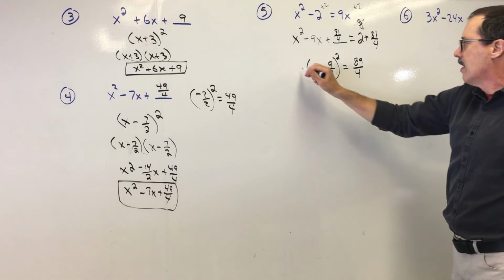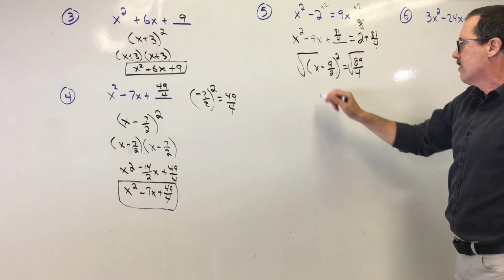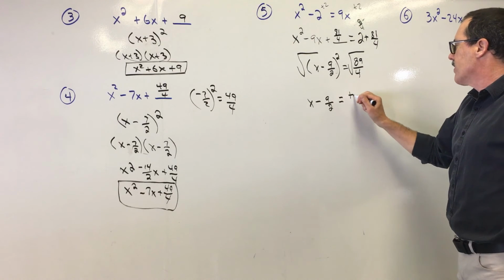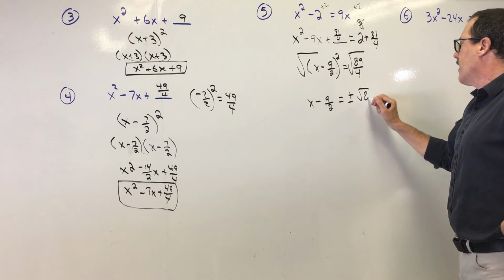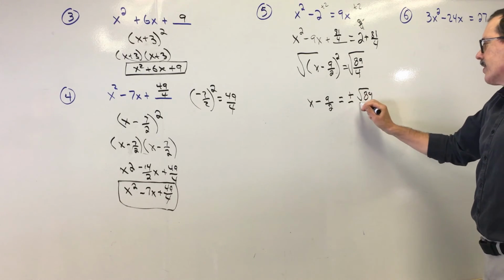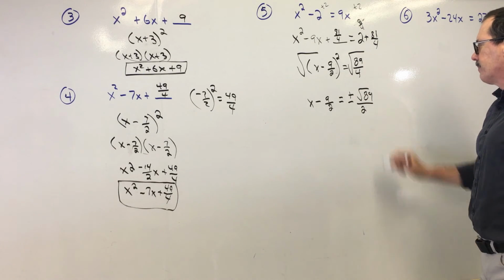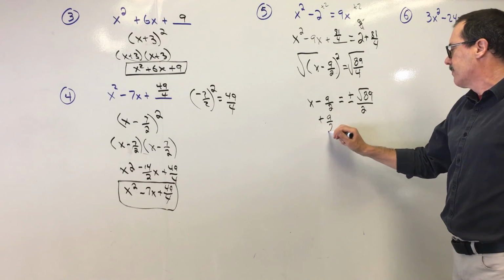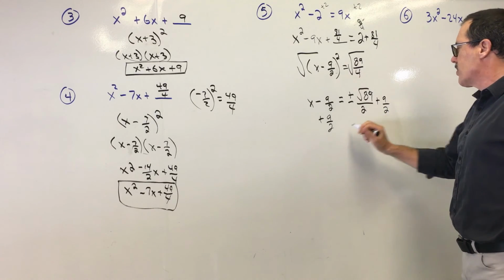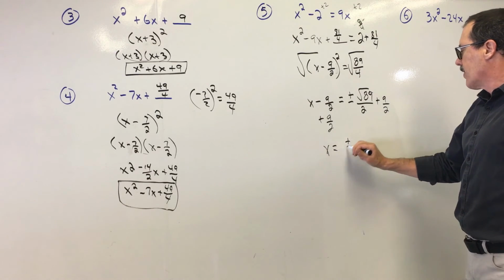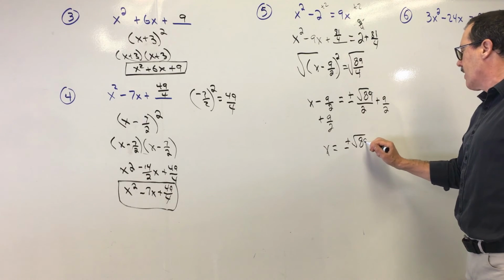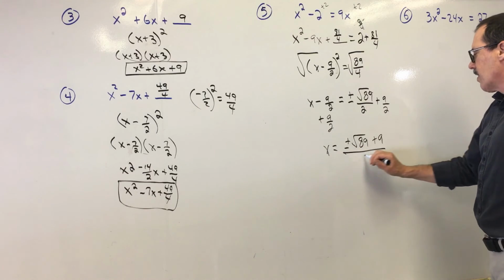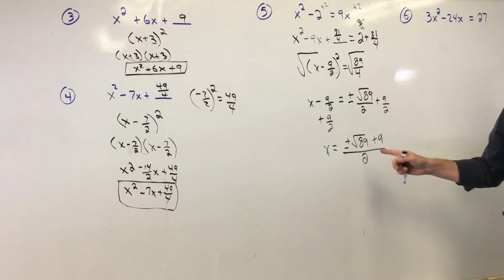Hang with me on this. Then we've got to take the square root of both sides. So then we get that x minus 9 halves is equal to plus or minus the square root of 89. I know what the square root of 4 is. It's 2, so I just write 2 right here. Sorry, that's a little sloppy. Now I'm going to add 9 over 2 to both sides. And so we end up with x equals plus or minus the square root of 89. This is a common denominator, and so you can just put plus 9, and it's all over 2. That's probably the most difficult ones you're going to find.